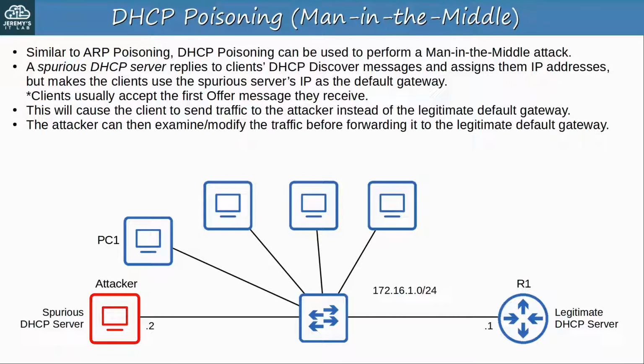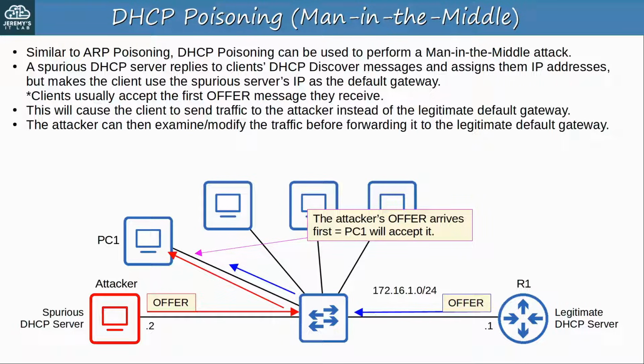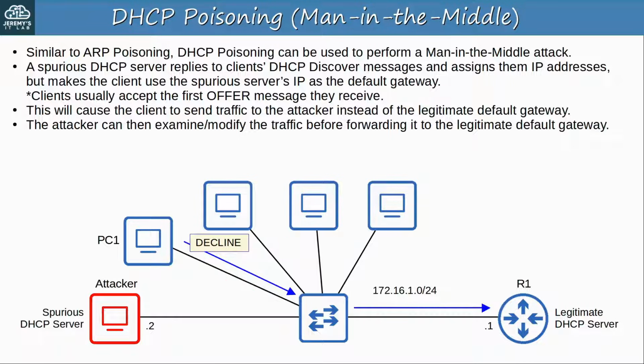Let's walk through that process. PC1 sends a DHCP discover message, and it is broadcast to all devices on the local network, including the attacker. So both the attacker and R1 send offer messages for PC1. However, in this case, the attacker's offer reaches PC1 first. Because it arrives first, PC1 will choose to accept it, and not R1's offer. So PC1 will send a decline message to R1. I haven't introduced this message type yet, but I think you can guess its purpose.